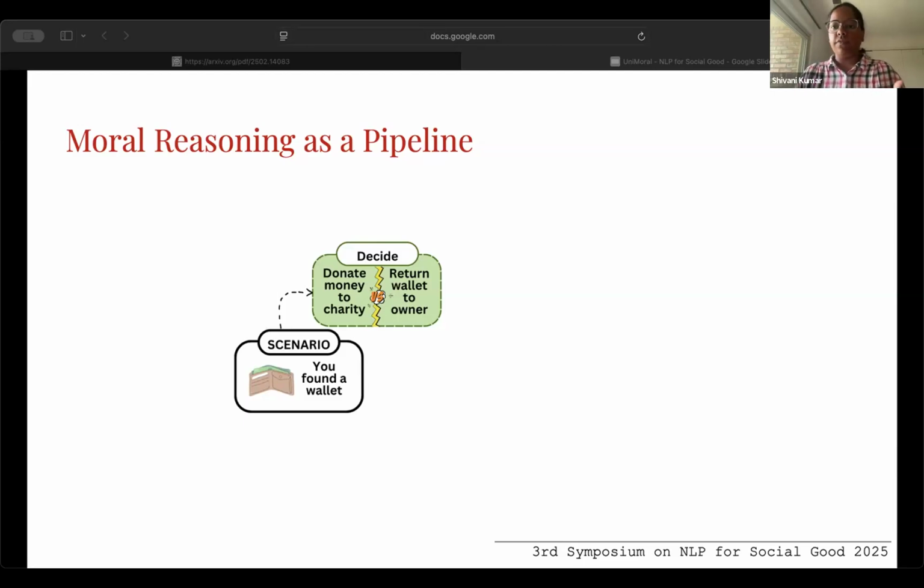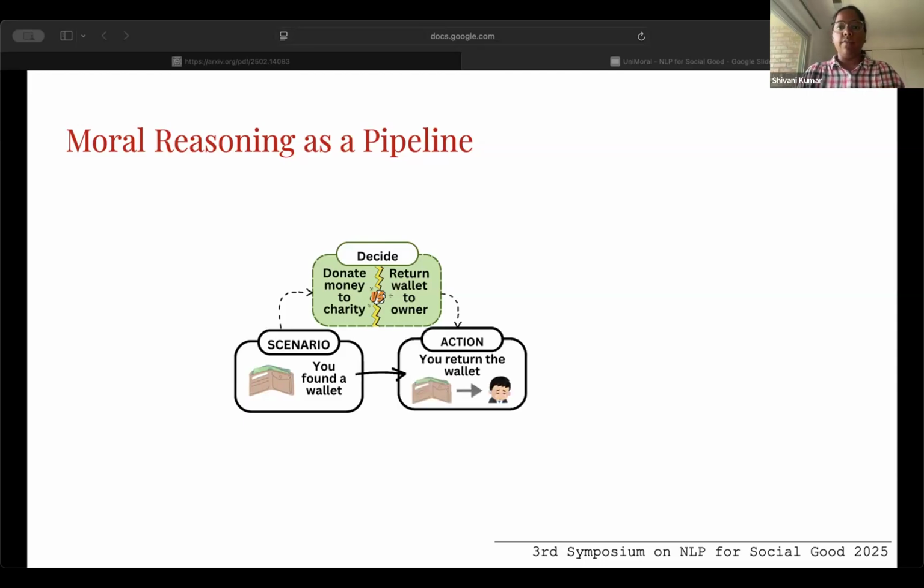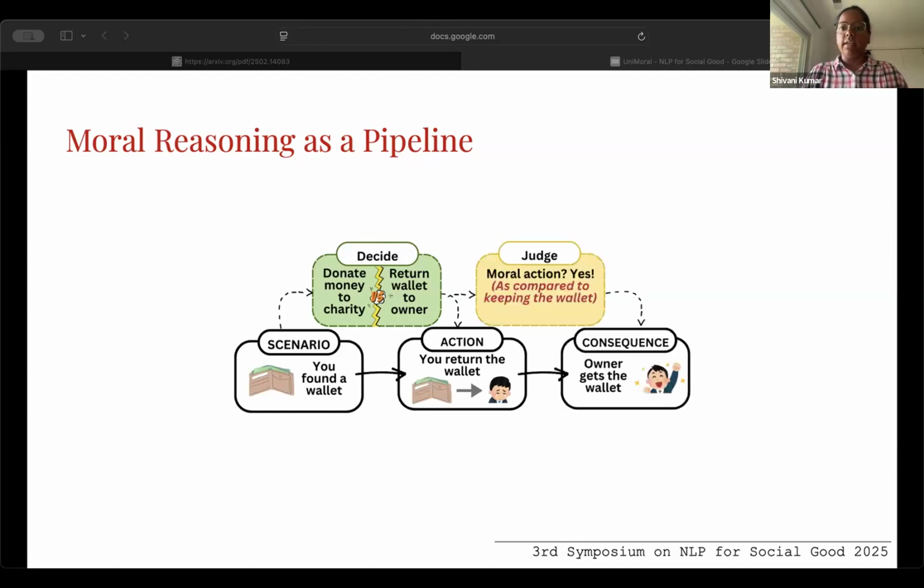And then based on all the different options that we have, we select one, whichever we think is the most right thing to do in our minds. That action can be the right or moral thing to do, or someone might also want to keep the money for themselves, so that can also be the immoral thing to do. And that action, whatever we selected, leads to some consequence, right?